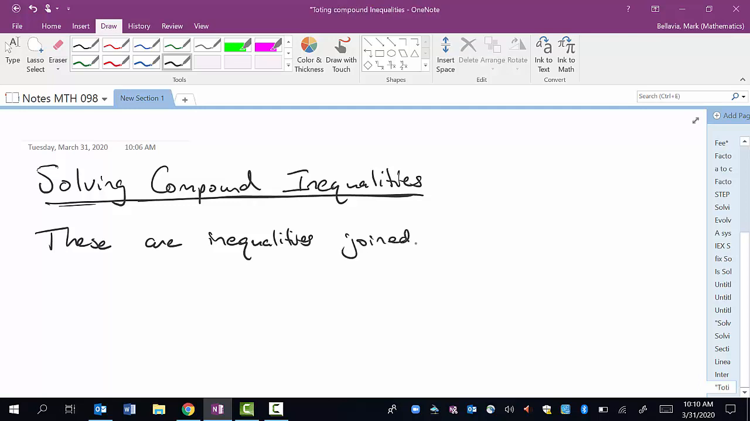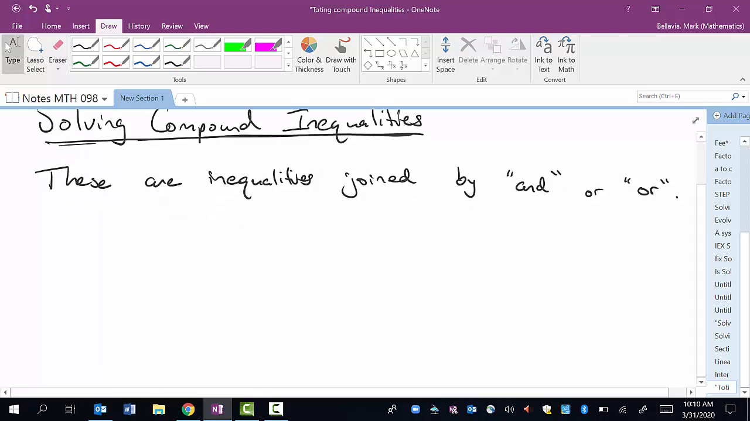that are joined by the word and or the word or. So when you see the word and or the word or, it's telling you something specific. So let's talk about what the words mean before we get into the examples.